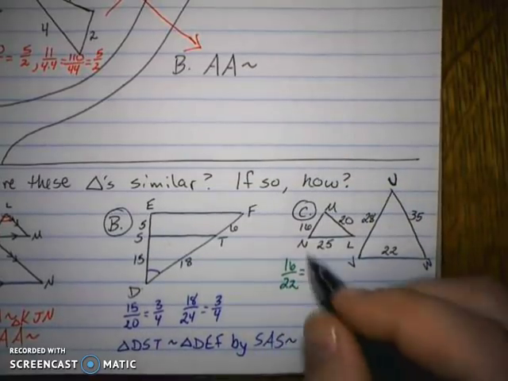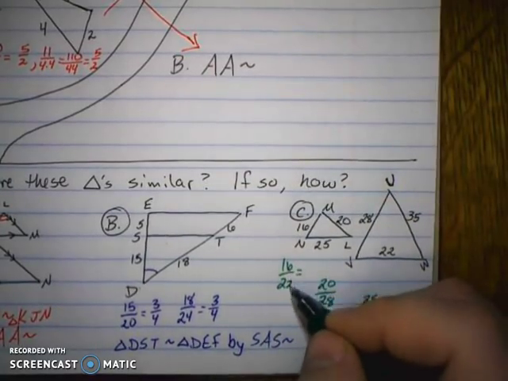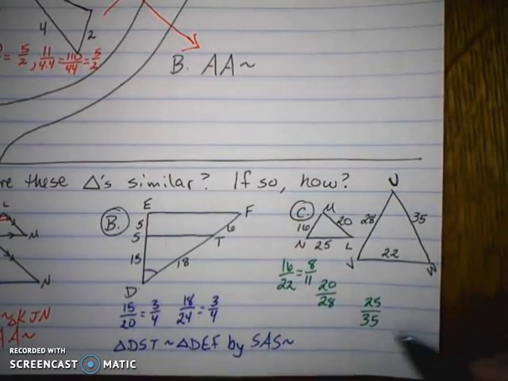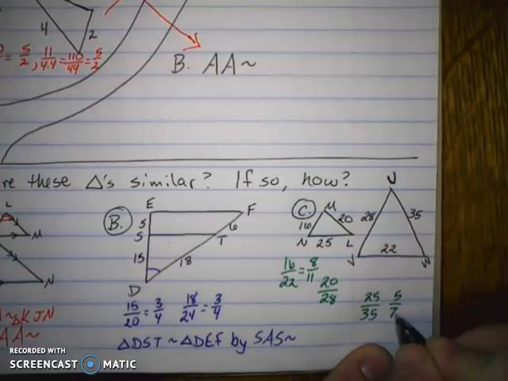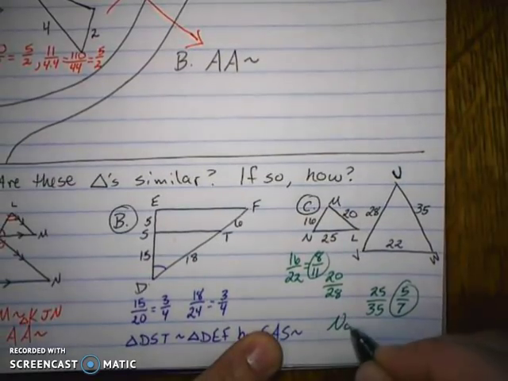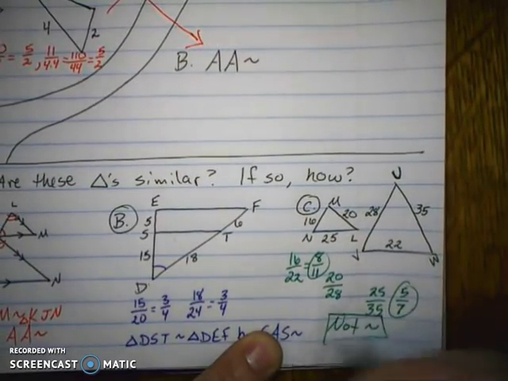So I'm going to try and simplify those. Now, 16/22 is 8/11, but 25/35 is 5/7, and those are not the same. I don't even have to check the other ones, so I do not have proportional sides. So these are not similar.